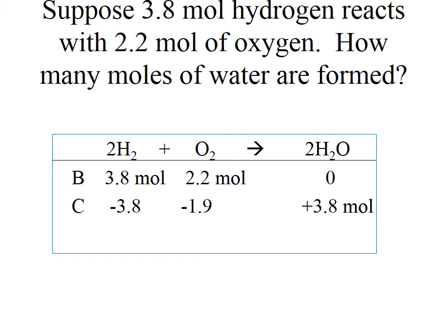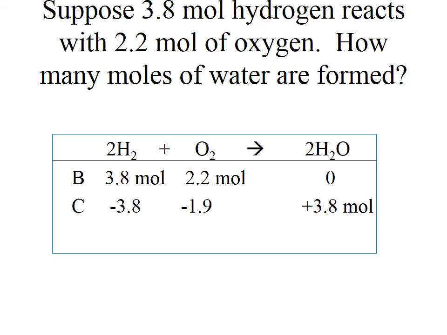We determined that if we have a ratio of 2 to 1, and we're given 3.8 moles, we only need half the number of moles. So we need 1.9 moles. That means oxygen is in excess, and hydrogen is our limiting reagent. So we will use up 3.8 moles of hydrogen gas and 1.9 moles of oxygen. That's our change.